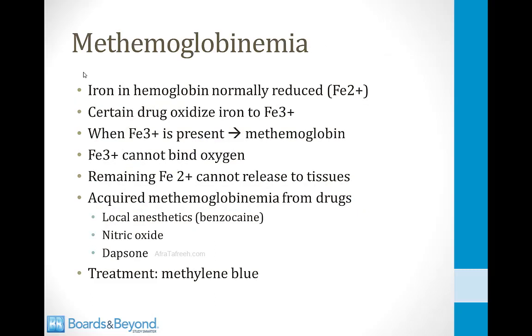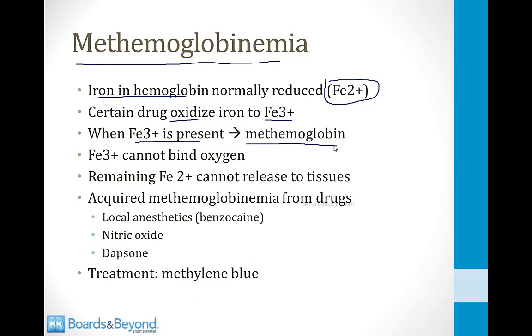Finally, let's talk about an important side effect of local anesthetic drugs, and that is the side effect of methemoglobinemia. So recall that iron in hemoglobin is normally present in the reduced Fe2+ state, but there are certain drugs, including some local anesthetics, that can oxidize iron to the Fe3+ state. When Fe3+ iron is present in hemoglobin, we call that methemoglobin, and normally there's a very small amount of this present in your plasma. Usually it's less than 1% or so of all the hemoglobin, but certain drugs can raise the percentage of methemoglobin to 10 or 20 or even 50 or 60%, and then patients can get very sick.